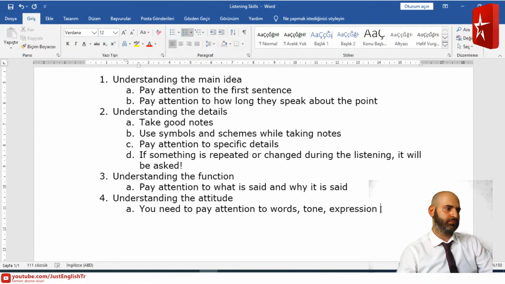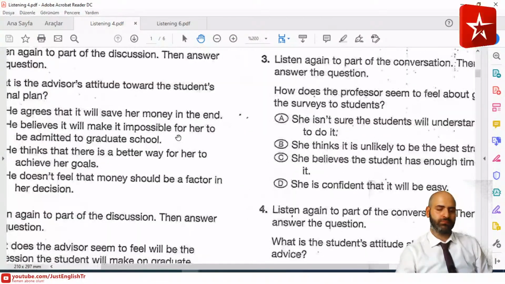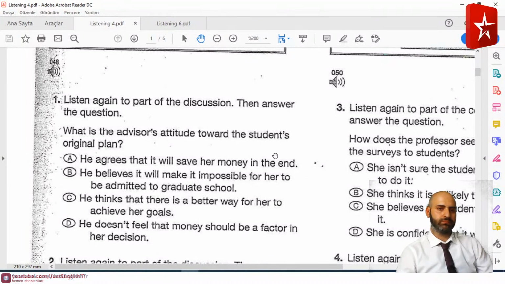Number 1. Listen again to part of the discussion, then answer the question. No, Alyssa. I really mean it when I say I sympathize. Even one semester is a lot of money, there's no question about it. But listen, I think that spreading your studies out through that final semester will actually end up saving you money and help you get into grad school. What is the advisor's attitude toward the student's original plan?